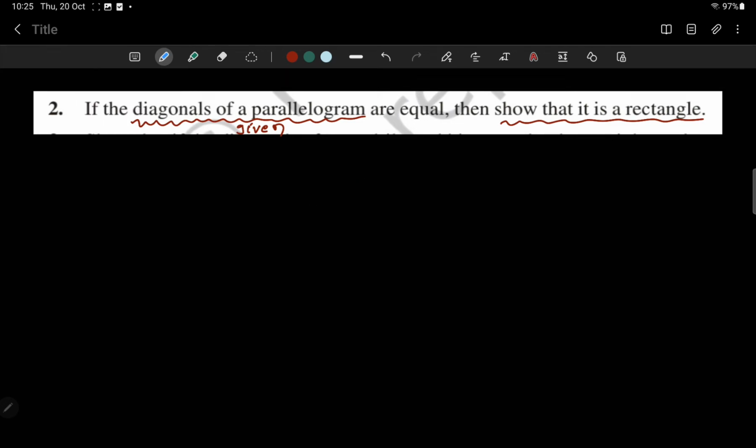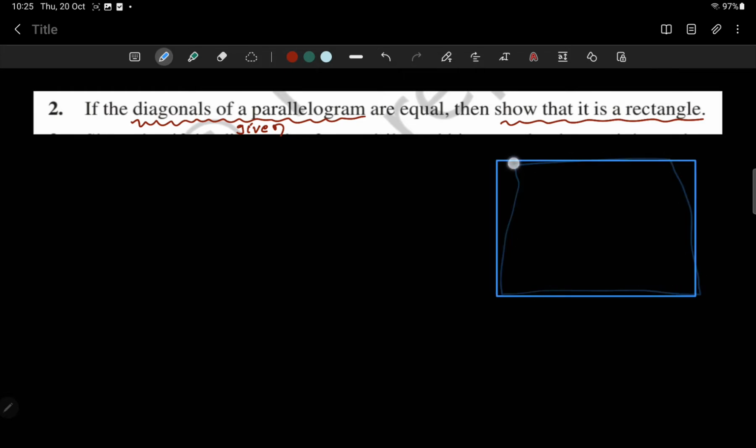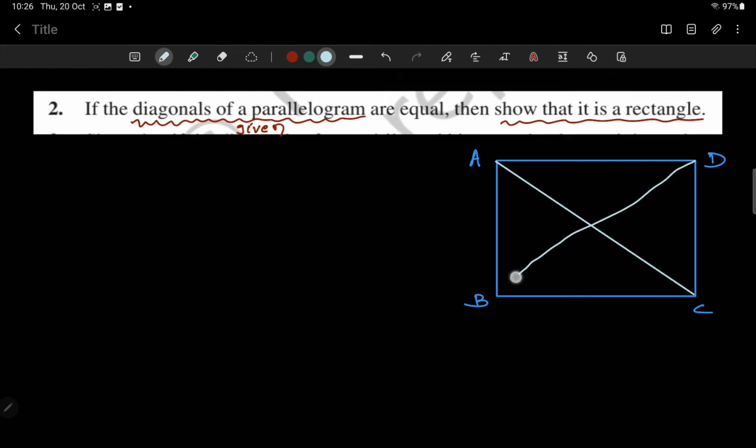So let's draw one parallelogram which is a rectangle, because at the end of the day you have to prove that it is a rectangle. So this is a parallelogram ABCD. It is given that the diagonals are equal, so let's draw the diagonals. This is one diagonal. Both the diagonals you have to draw because it is given both the diagonals are the same. So this is our figure.